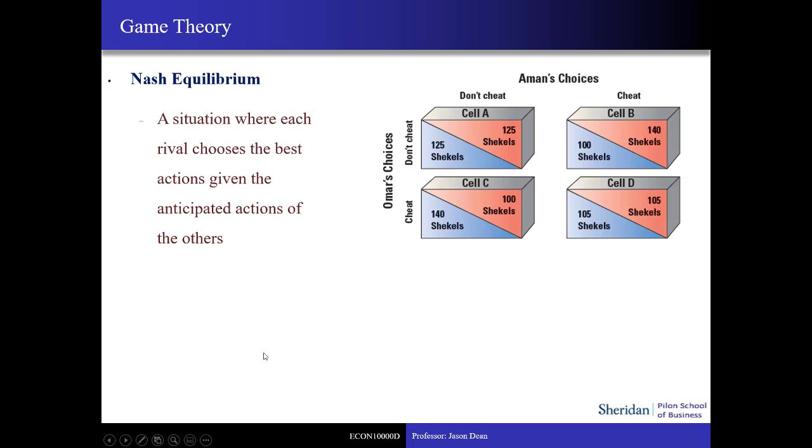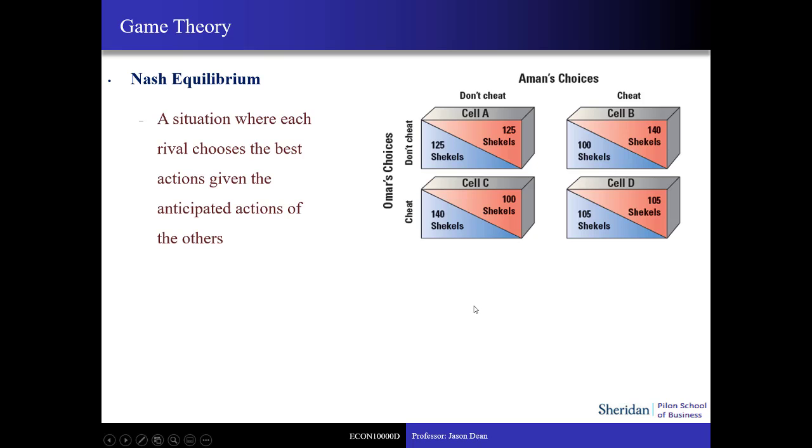So a Nash equilibrium is what we're trying to find. A Nash equilibrium is a situation where each rival chooses the best actions given the anticipated actions of the other players. So how do we figure out each person's strategy? What's their best strategy?